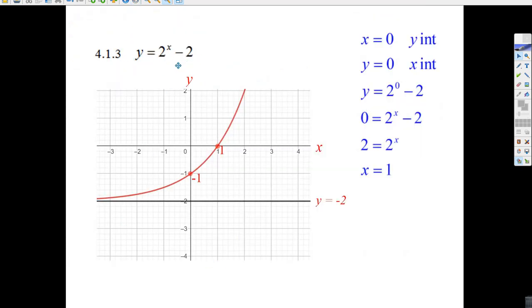And this is an exponential equation with a power, where x is a power. But we do everything exactly the same way. Let's try and figure out the y-intercept. So we put 0 in there. 2 to the 0 is 1. You can type that in your calculator. 2 to the 0 is 1. Minus 2 gives you negative 1 for the y-intercept. If you let y equal 0 and then have 2 to the x minus 2, you add 2. Well, 2 to the 1 equals 2 to the x. X must be 1. Well, there's the x-intercept.